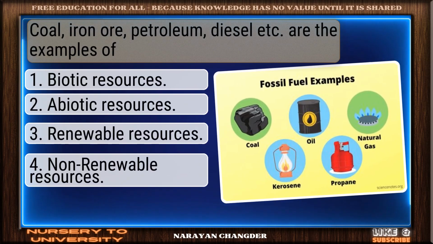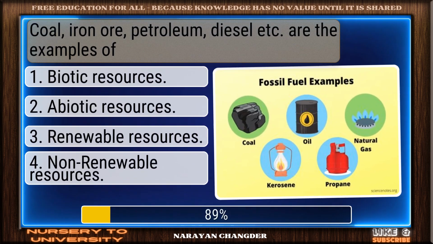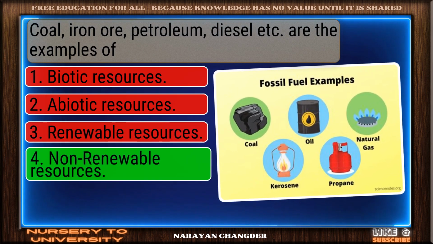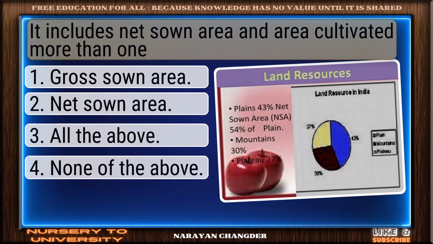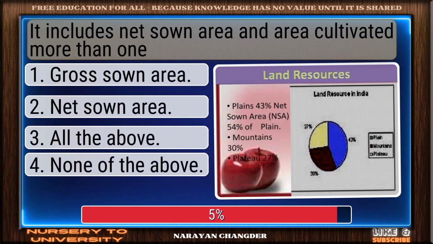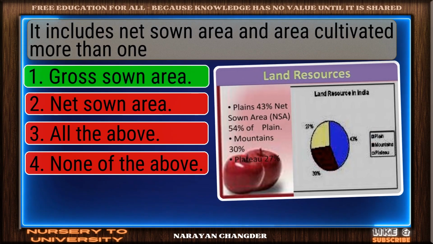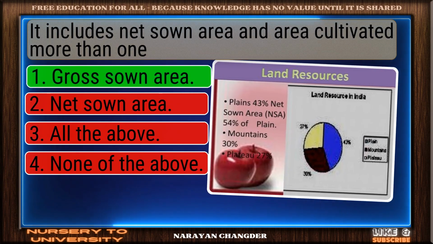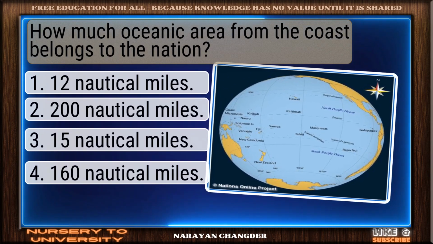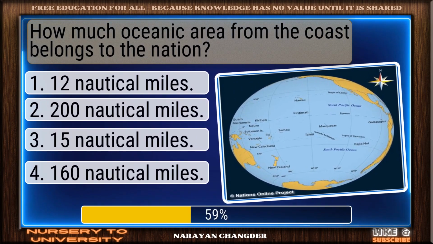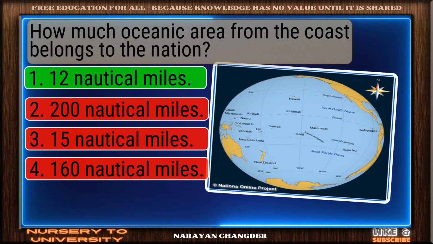Coal, iron ore, petroleum, diesel, etc. are the examples of. You chose non-renewable resources. Correct. It includes net sown area and area cultivated more than once. You're right. Gross sown area is correct. How much oceanic area from the coast belongs to the nation? On track. 12 nautical miles is correct.